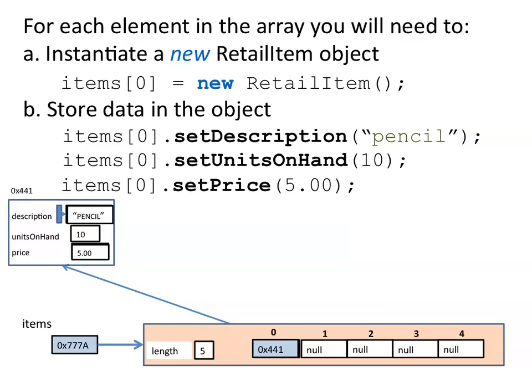The address of this object is stored in the array here. Notice that the rest of those are set to null. So for each element in turn in the array, you need to instantiate a new RetailItem and also store the data.